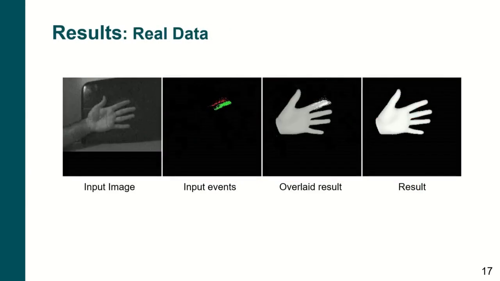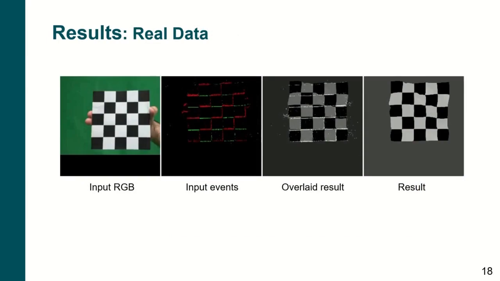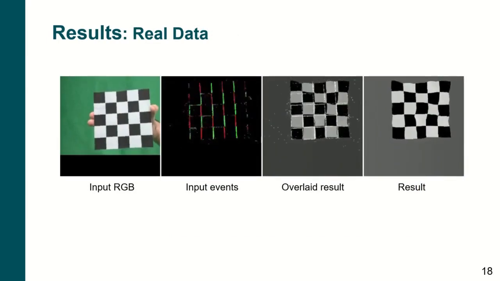Next, we show our results on the real sequences. First, we have the real hand sequence. And finally, we have the real paper sequence.